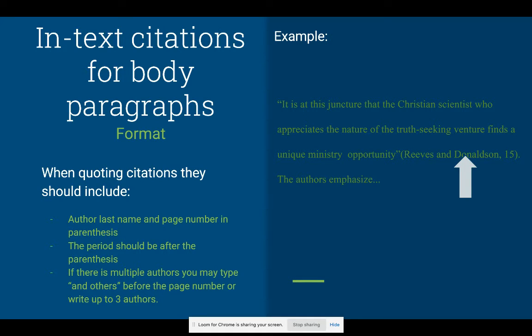In-text citations for body paragraphs. Format. When quoting, citations should include the author's last name and page number in parentheses. The period should be after the parentheses. If there are multiple authors, you may type "and others" before the page number or write up to 3 authors. This could be seen on the right. In parentheses is Reeves and Donaldson, page number 15. Parentheses, and then the period is after.